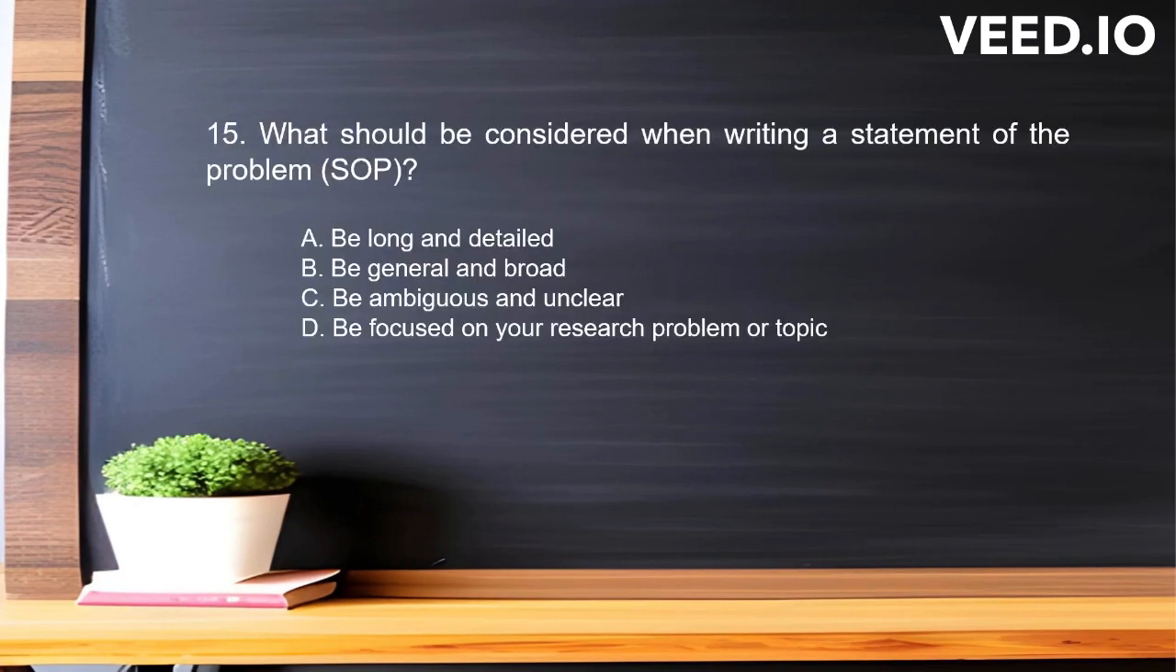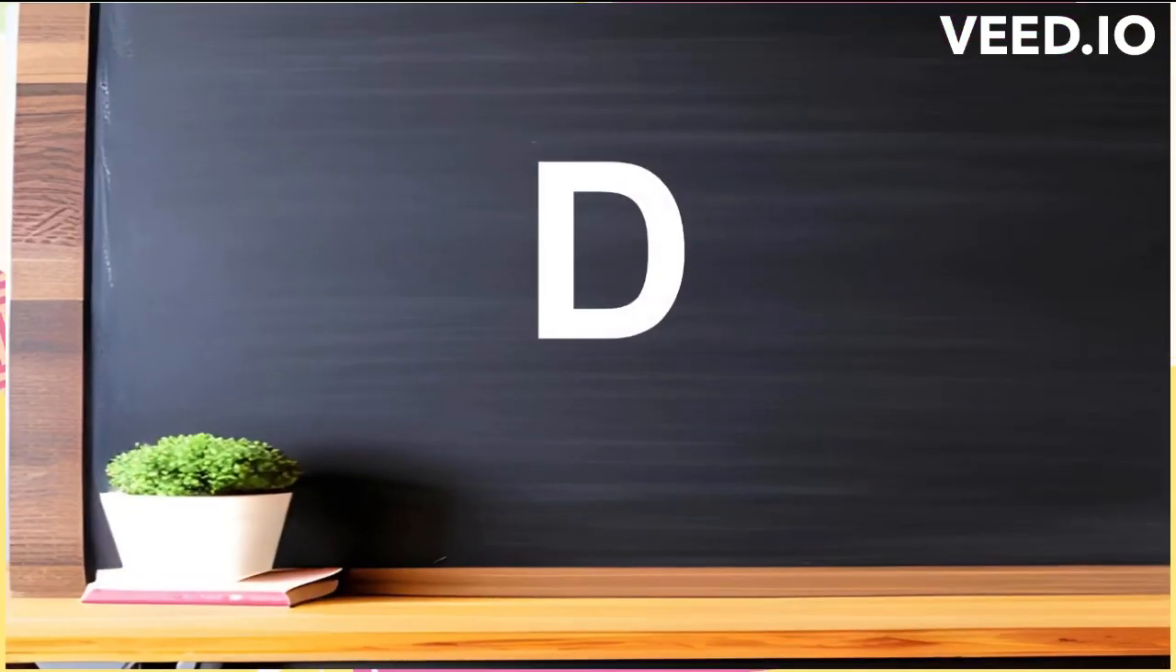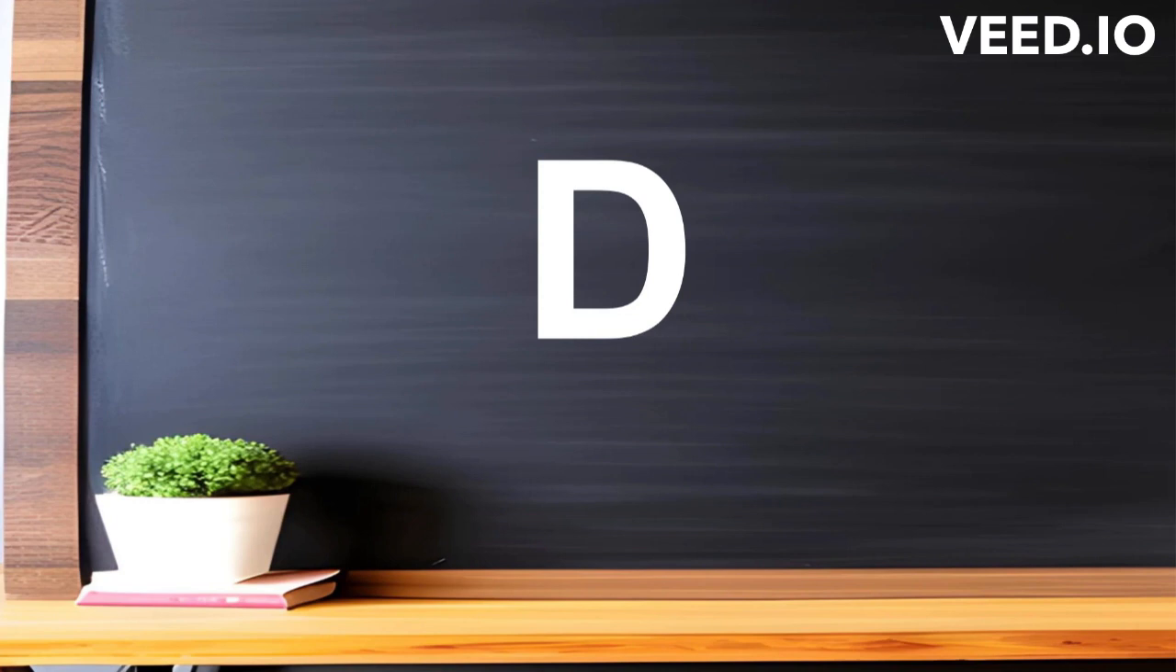15. What should be considered when writing a statement of the problem, SOP? A. Be long and detailed. B. Be general and broad. C. Be ambiguous and unclear. D. Be focused on your research problem or topic. The answer is D. Be focused on your research problem or topic.